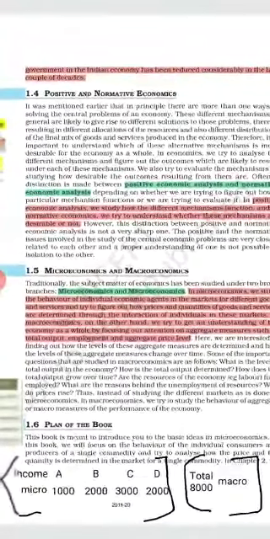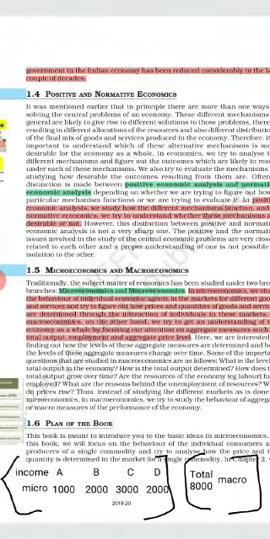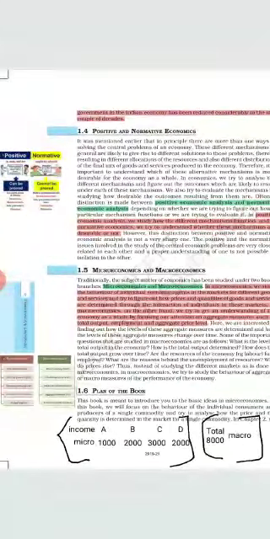Now, the next topic we will start with is micro and macroeconomics. That is the last topic of the chapter. So, let's start first with the meaning of micro and macro. Micro means small and macro means large. We will discuss the meaning of microeconomics and macroeconomics through this example.